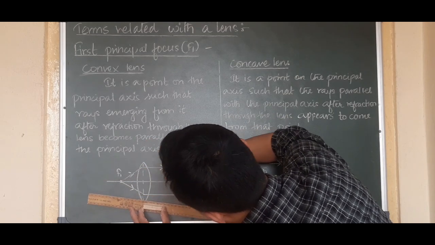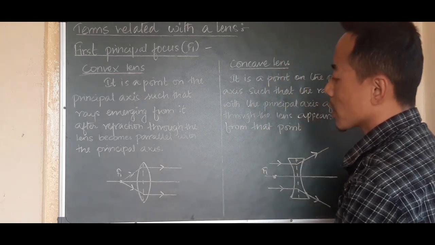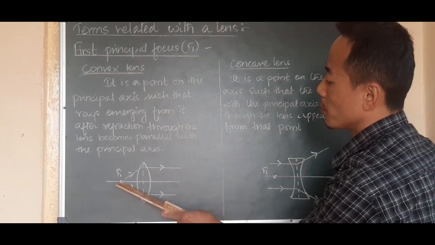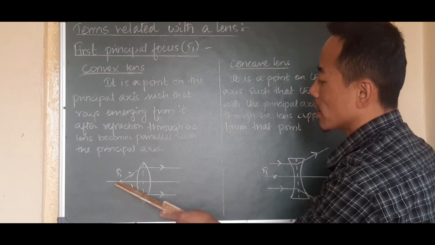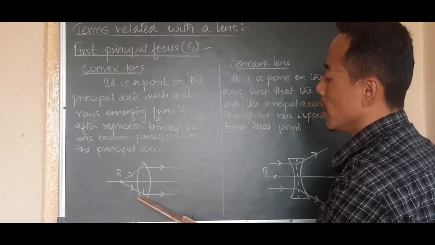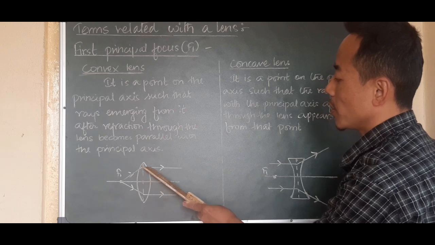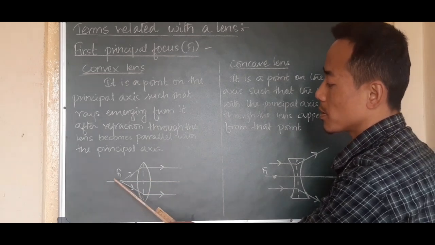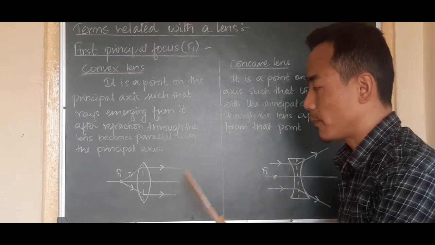So now you can read the definition and try to understand. F1, which is the first principal focus, is a point on the principal axis such that rays emergent from it, after refraction through the lens, become parallel with the principal axis. So this is the first principal focus for a convex lens.